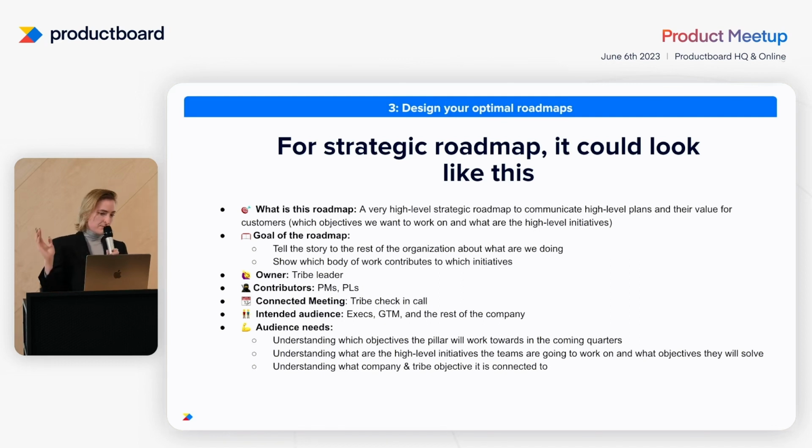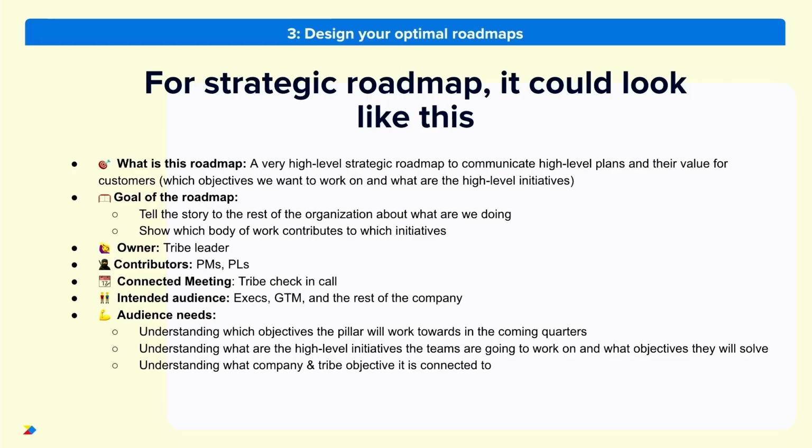If the owner is, for example, the tribe leader or group product manager, the contributors are typically product managers. A connected meeting in this case could be something like a check-in call. The intended audience could be execs, go-to-market teams, and the rest of the company. And then the needs could be, for example, that they want to understand what is coming, why, and what the customer benefits are.